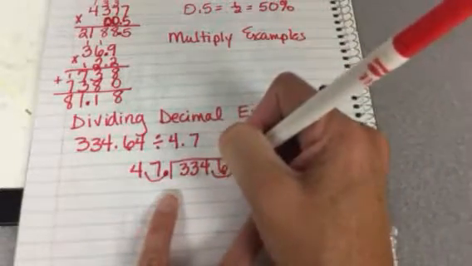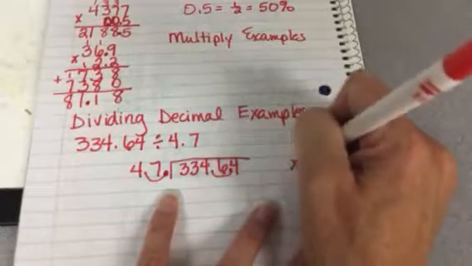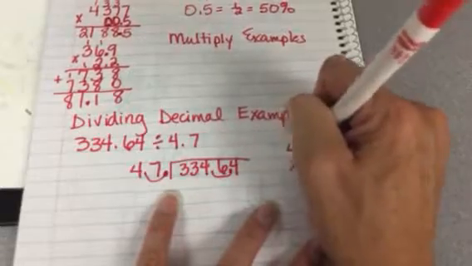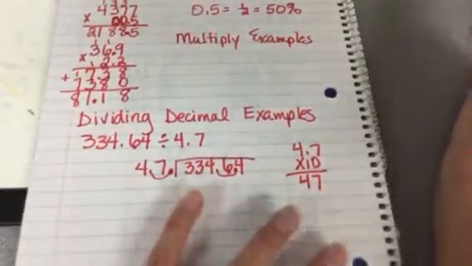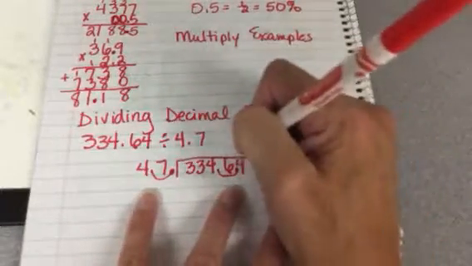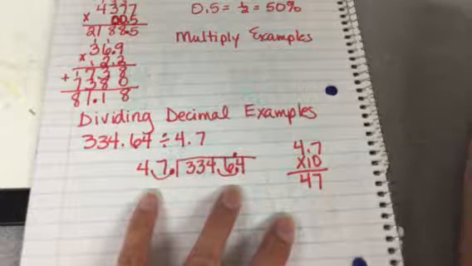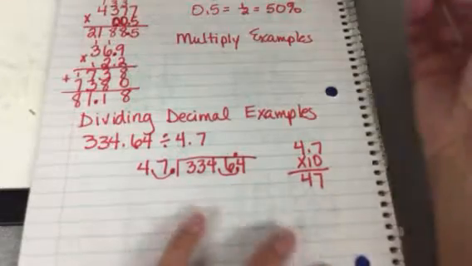And basically what we are doing is we're multiplying times 10. We're multiplying both of our numbers times 10. So 4.7 times 10 is 47. Now, it's only allowed because I'm doing it in both places. Now, when I do that there, then I want to bring my decimal point straight up. Okay, so now I can go ahead and divide.